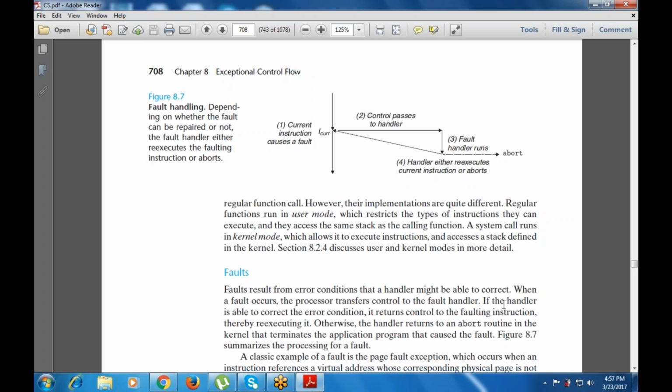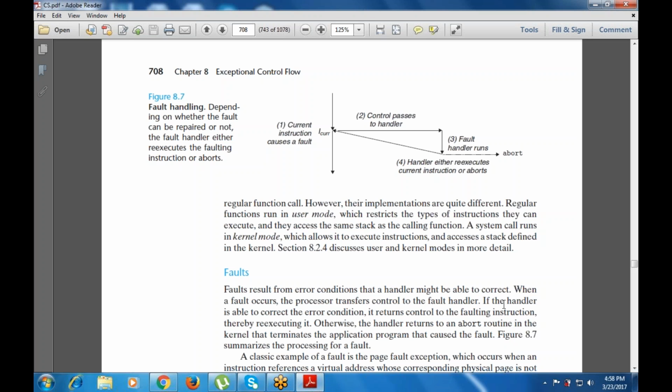The next is the fault, which results from an error condition that a handler might be able to correct. When a fault occurs, the processor transfers control to the fault handler, and if the handler is able to correct the error condition, it returns control to the faulting instruction, thereby re-executing it. That is known as a fault. A fault means an exception that causes the fault.